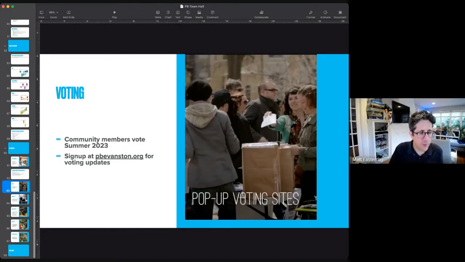And of course, another way to participate is around next summer or so is to vote on the projects that you want the city to fund. And you can sign up for when to vote on pbevanston.org.